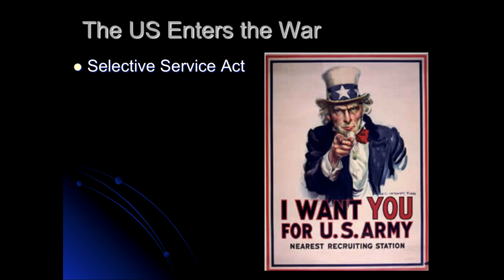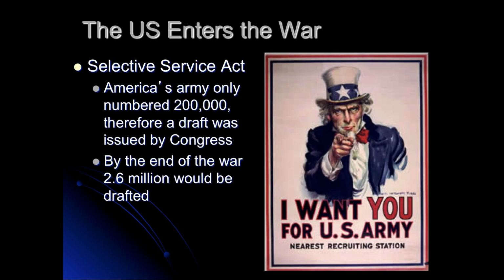Last slide here, Selective Service Act. So America's Army only numbered 200,000 right before World War I started, so we needed to issue a draft. If you remember, a draft is where the government selects men randomly, between the ages of 18 and 35 to serve in the war. By the end of the war, 2.6 million would be drafted. There would be others that volunteer, but 2.6 million would be drafted.